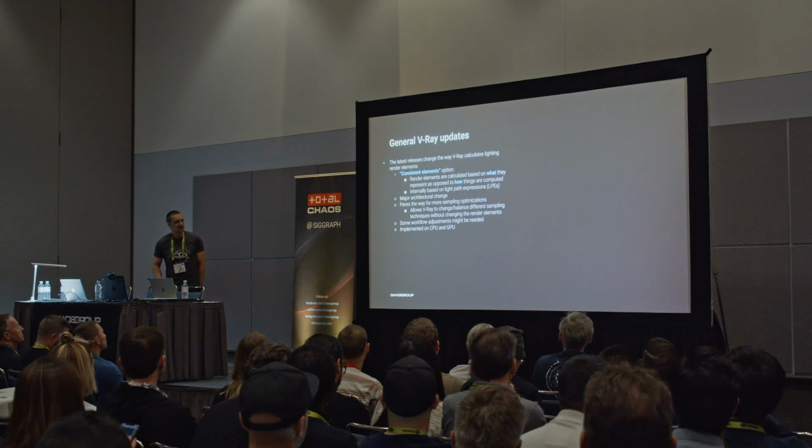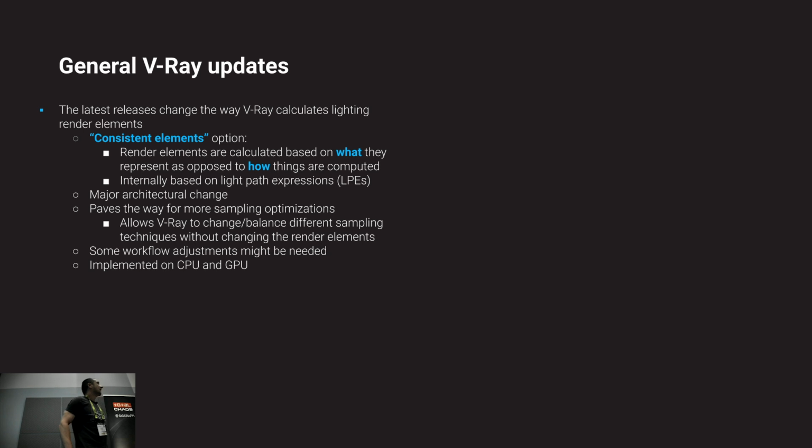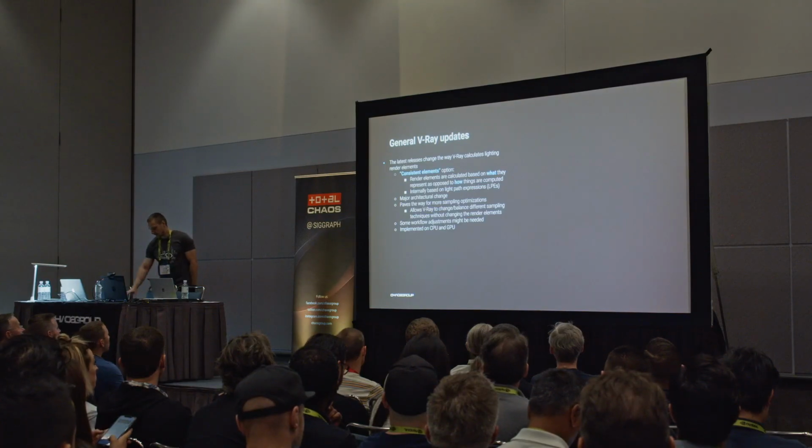So first, this part is going to be a little bit technical, but I want to mention it more specifically because it's a major change in how VRay works and how VRay calculates render elements. And this took some people by surprise, so I wanted to spend a little bit of time to explain why we did this. There's a new option in VRay. It's well hidden, so you won't usually find it, but it's called consistent render elements, which changes the way that VRay calculates lighting render elements like global illumination, direct lighting, specular, and reflection.